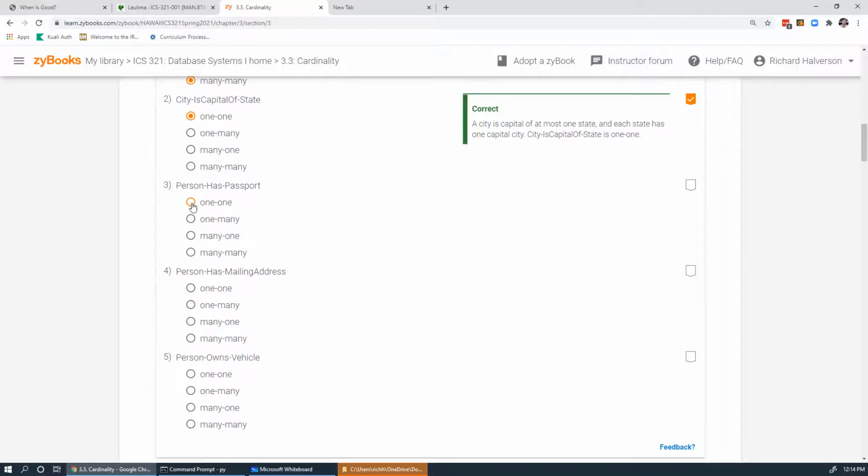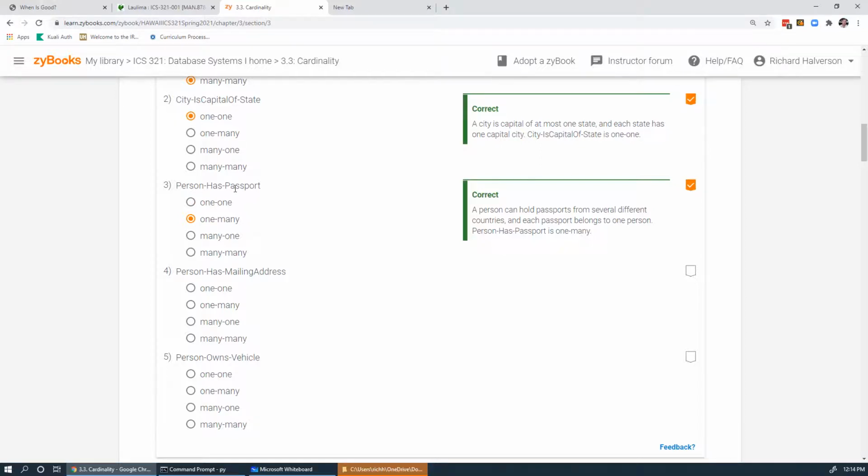Each person just has one passport, but a person can hold that's right. A person can hold passports from several countries. Each passport belongs to one person, and a person can have many passports. So one to many, person to passport.